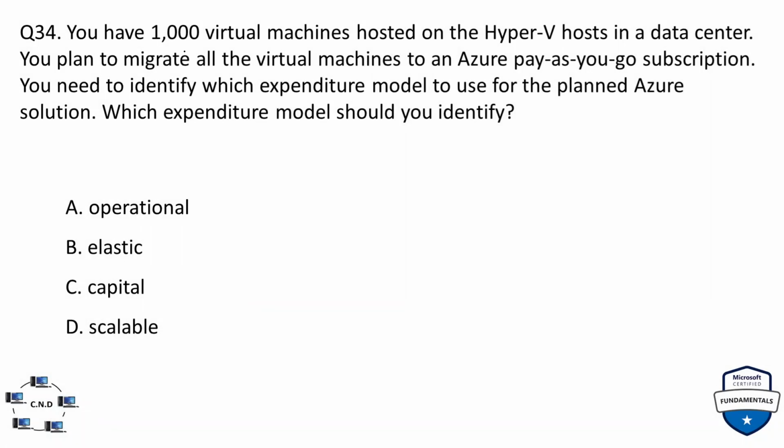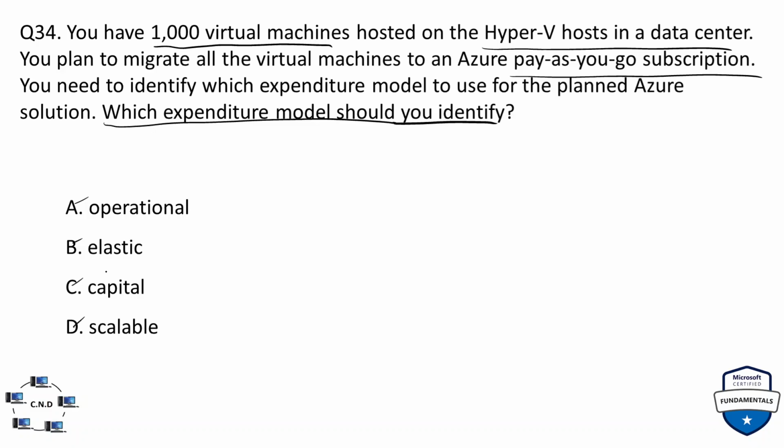Question number 34 is that you have 1000 virtual machines hosted on Hyper-V hosts in a data center. You plan to migrate all the virtual machines to an Azure pay-as-you-go subscription. You need to identify which expenditure model to use for the planned Azure solution. Which expenditure model would you identify? The options are A, Operational; B, Elastic; C, Capital; and D, Scalable.